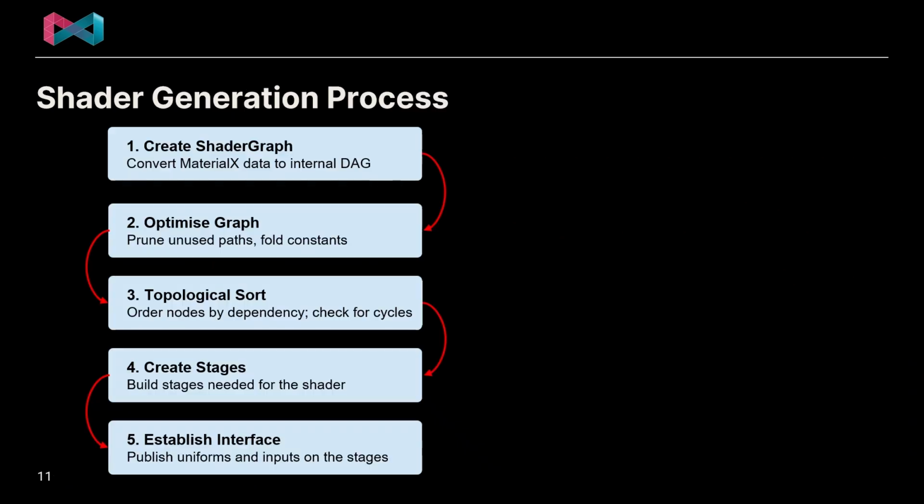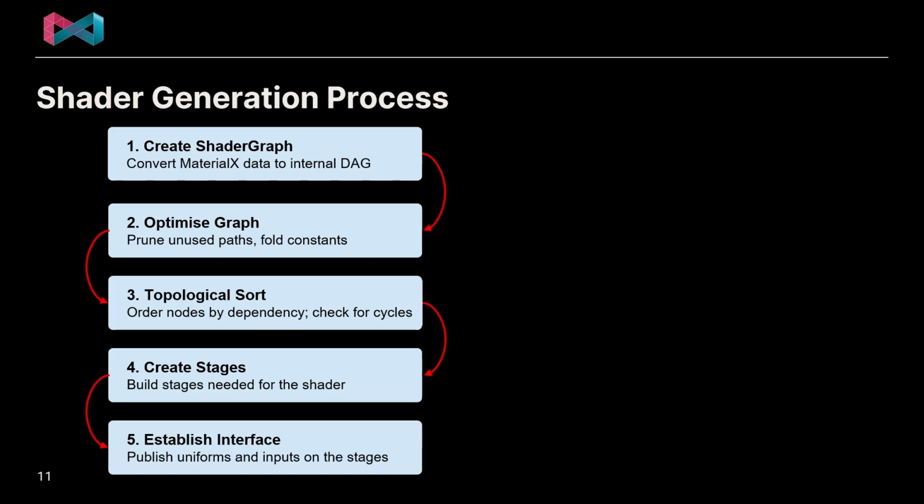So here's an overview of the shader generation process. It can be split into two parts, the setup phase and the code gen phase. So first, the setup phase. The first thing we do is to create the shader graph. We convert the MaterialX data into the internal DAG. Then we can run optimizations on this graph. We don't have to do too much here because the produced shader will later on be compiled by a compiler anyway, where a lot of optimizations happen, but there's a step here where things can be done if needed.